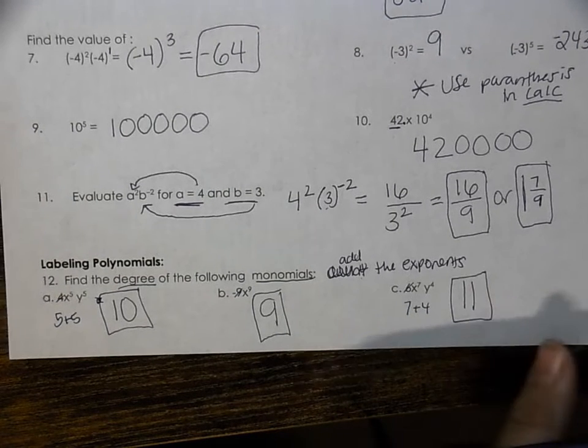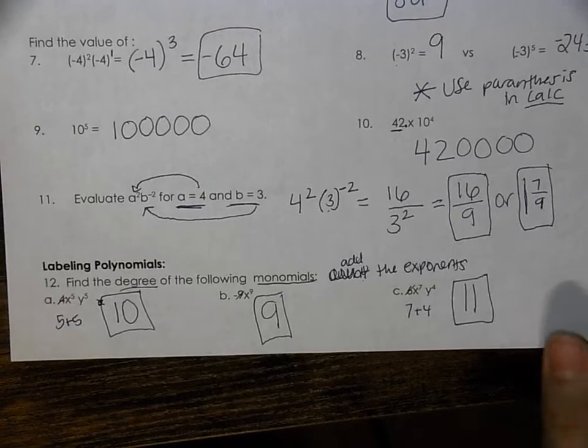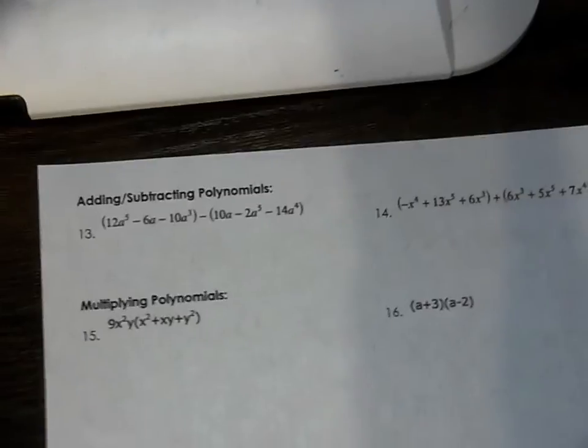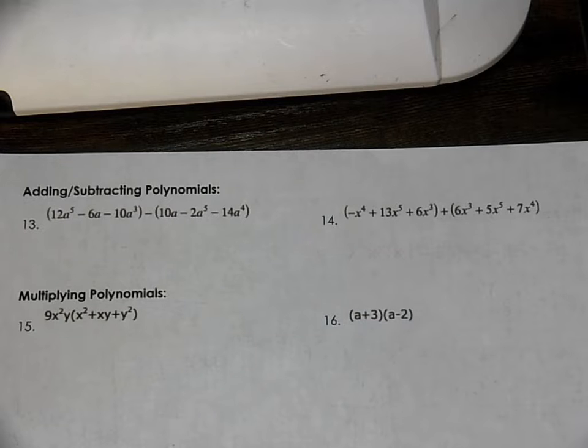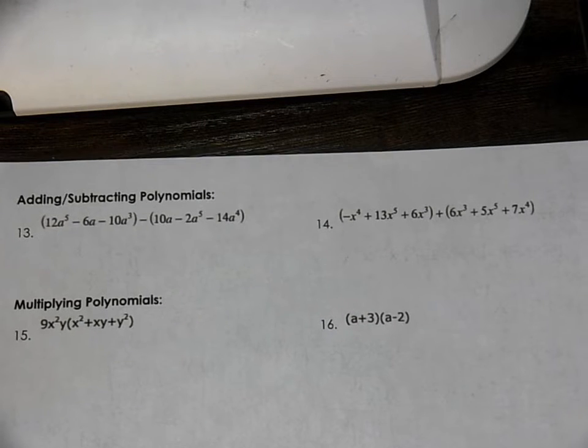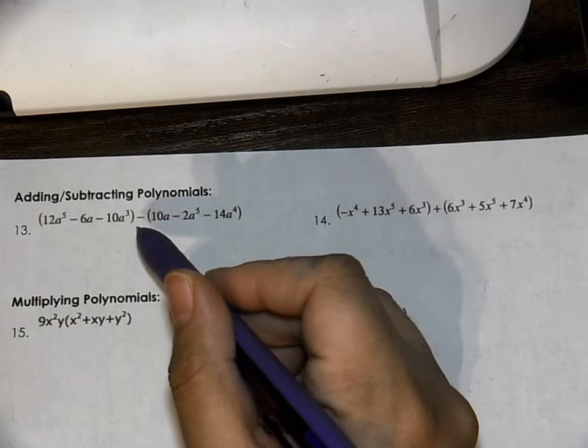Let's keep going here, working with polynomials. We're going to add them, subtract them, multiply them to finish up. So on the next page here, we're going to start with adding and subtracting first, and then we have lots of different examples of multiplying as well. So for adding and subtracting, subtracting comes first on number 13 here.